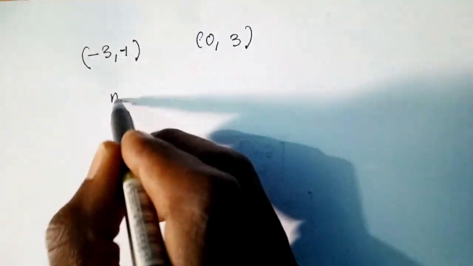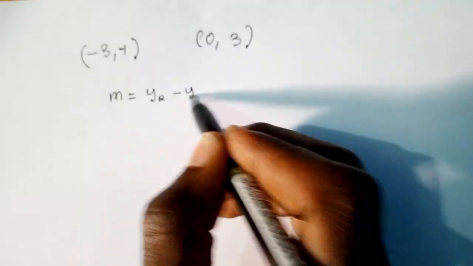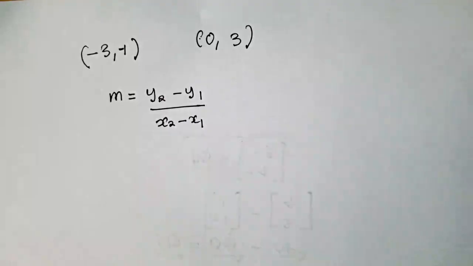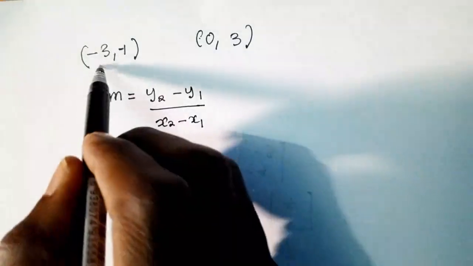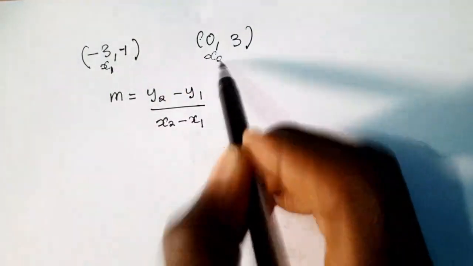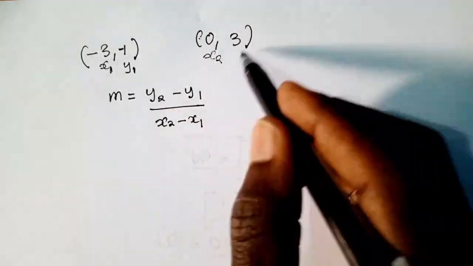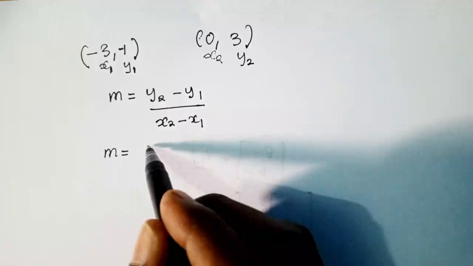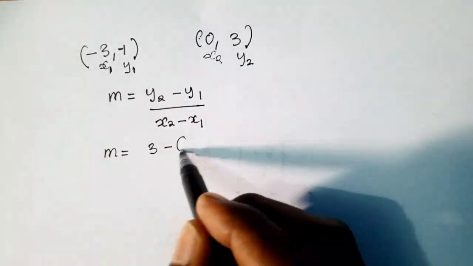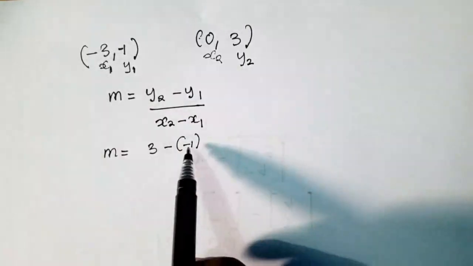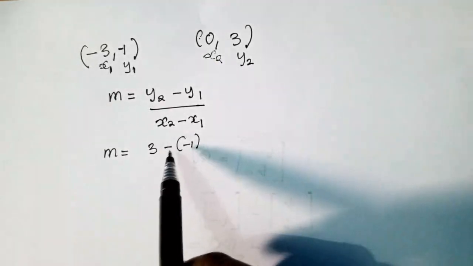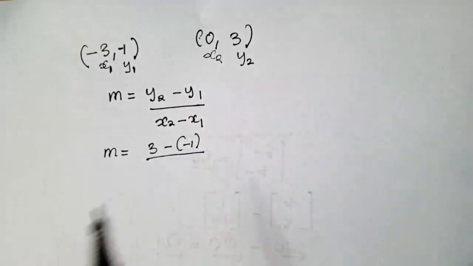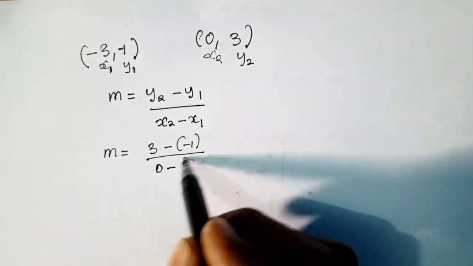How do we find gradient? Gradient is equal to change in y over change in x. Let's go back and label our coordinates. This is x1, this is x2. This one here is y1, and this one is y2. Plugging them in, m is equal to y2, which is 3, minus y1, which is negative 1. Include the brackets. Don't just bring in negative 1 and expect 3 minus 1. The y1 itself is negative 1, plus there's already a minus, so you follow the rules. Then we have x2, which is 0, minus x1, which is negative 3.